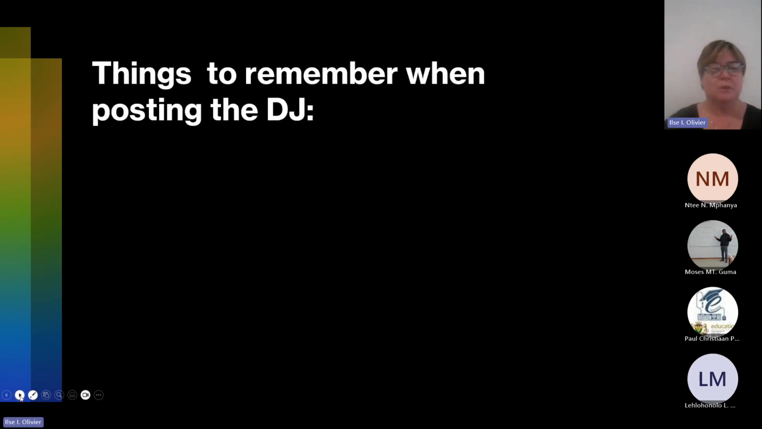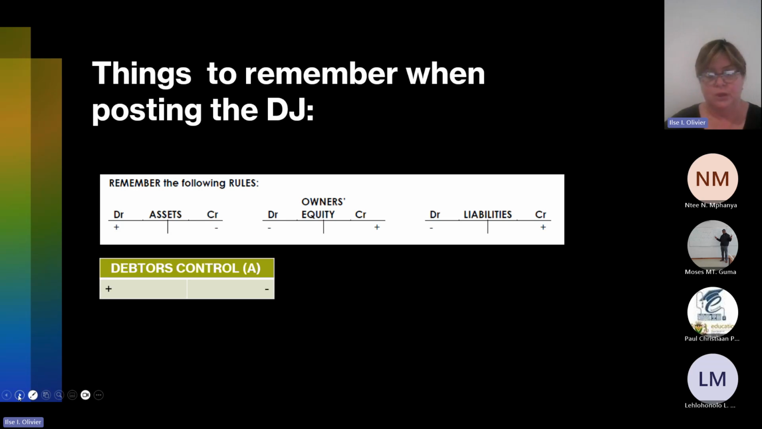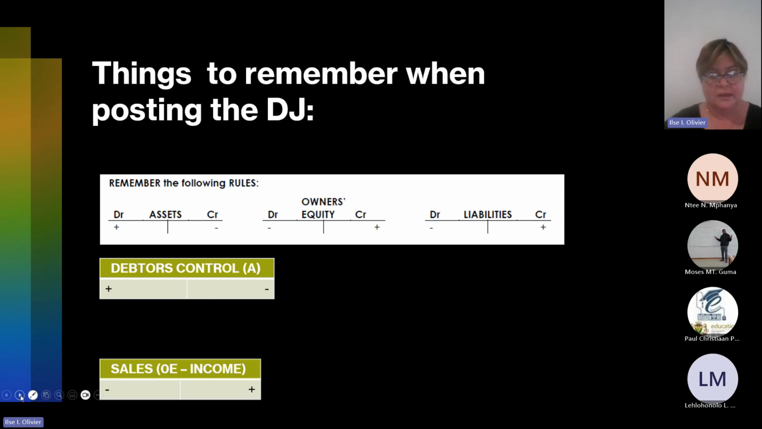Things to remember when we post a DJ, again, stays the same. Assets increase on the debit side, decrease on the credit side, and owner's equity and liabilities decrease on the credit side and increase on the debit side. So what do we know? We know that we have to post debtors control, an asset that will increase on the debit side and decrease on the credit side.